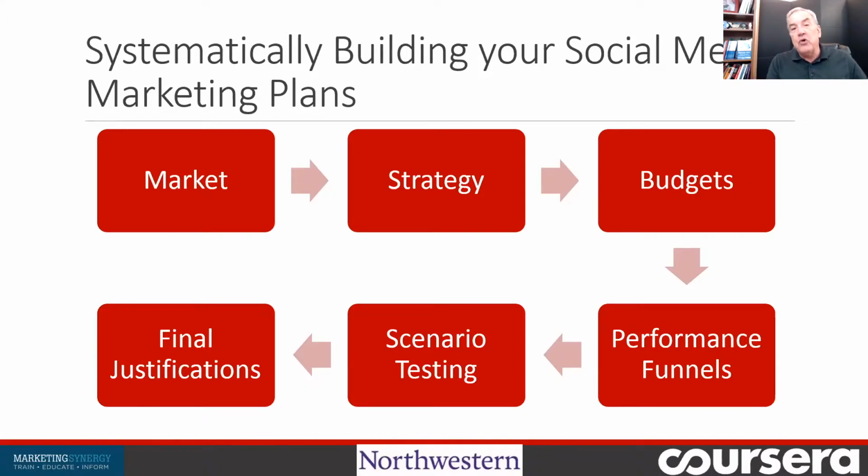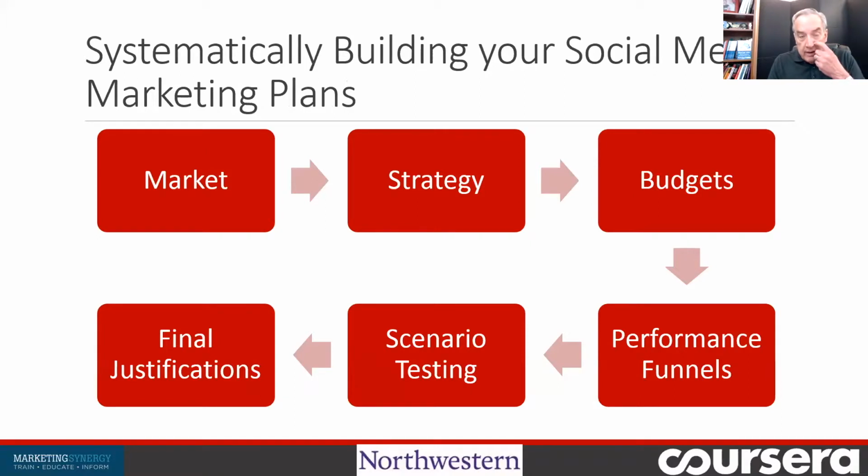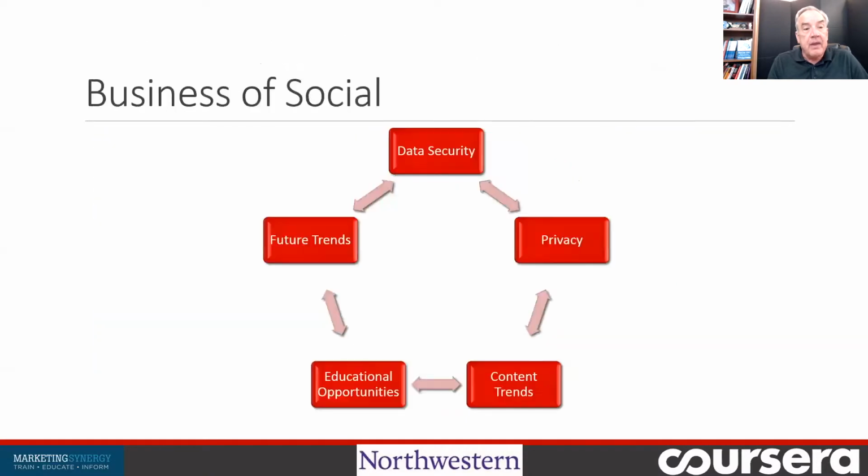What we actually do is scenario testing to say, if we do this program, what is the likelihood that we're going to achieve the results we want? What happens if it's worse than that? What happens if it's better than that? And then we pull that together to build final justifications for senior management. We build that out, and then we're going to really do the entire plan with hard numbers when we do the capstone.